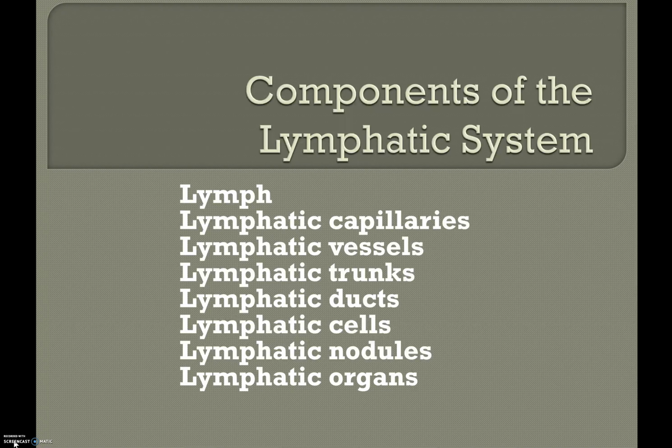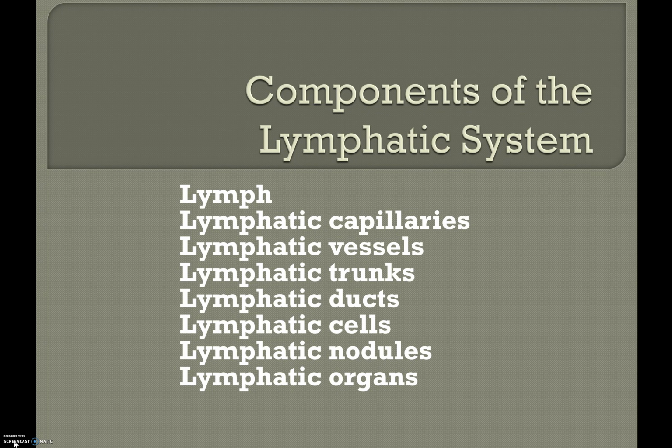Now, components of the lymphatic system. Lymph is the fluid component of the lymphatic system, which does not include RBCs or any other type of white blood cells. It also has lymphatic capillaries. Smaller capillaries join to form lymphatic vessels. Lymphatic vessels join to form lymphatic trunks. Trunks join to form ducts. Ducts join to form lymphatic ducts, which then drain things back into the venous system.